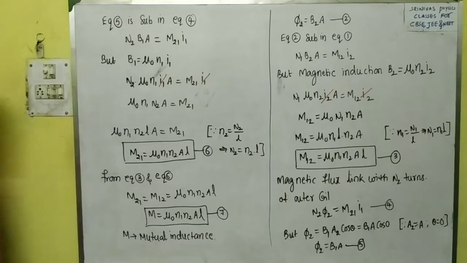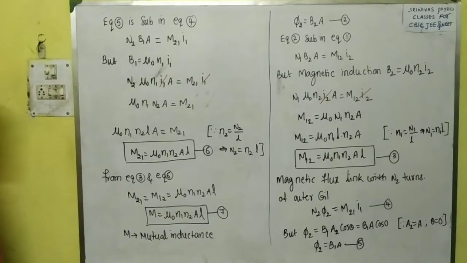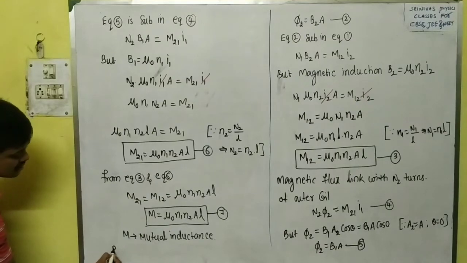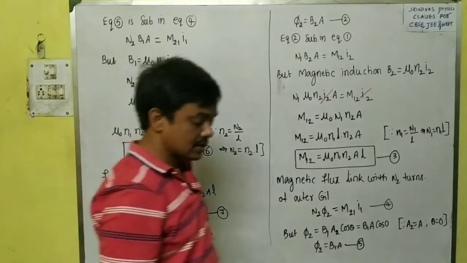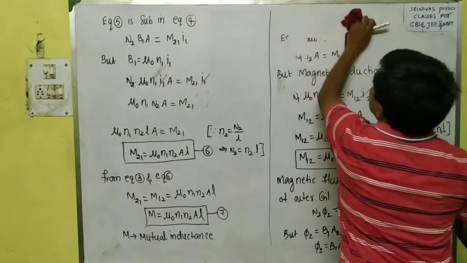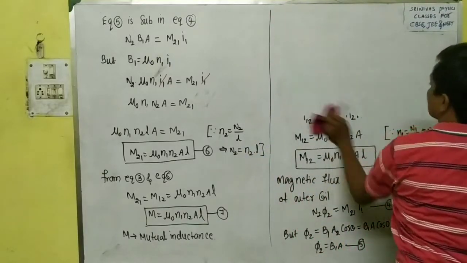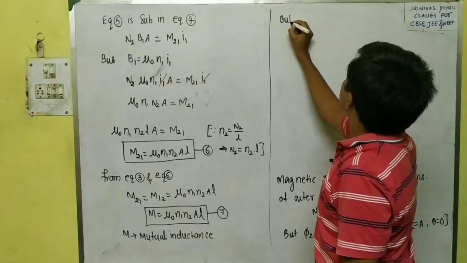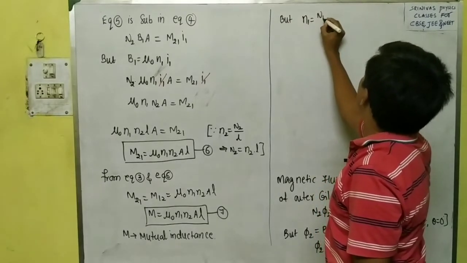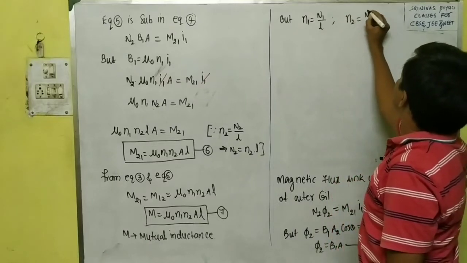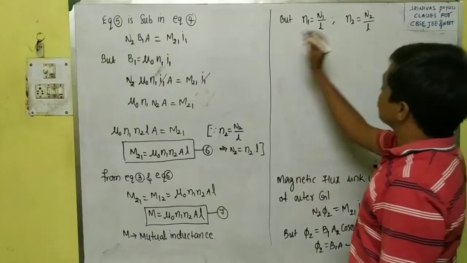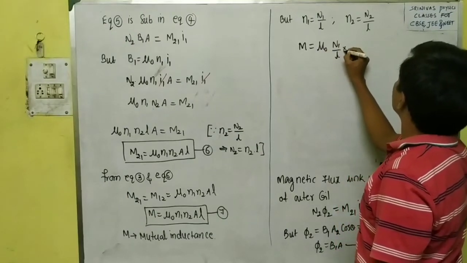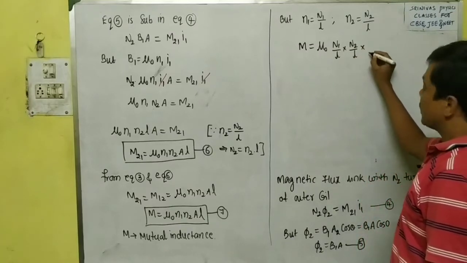In this, if you want to change the small n1, small n2 into capital N1 and capital N2, then what we will get? We know the number of turns per unit length: small n1 is equal to N1 by L, and small n2 is equal to N2 by L. Then you substitute this in the above equation. From equation 3 we will get mu naught into N1 by L into N2 by L into AL.